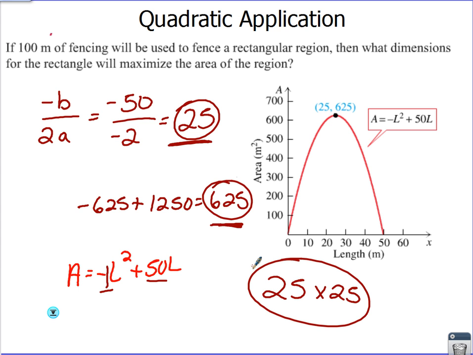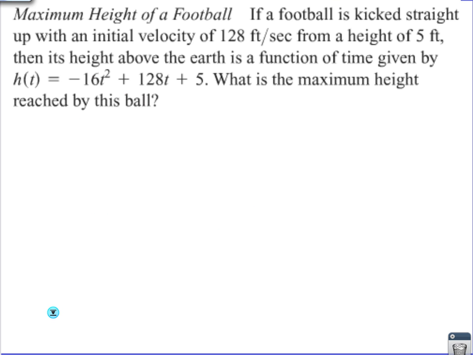Something to think about. If you want to maximize the area, and using a rectangle to do it, well, a square always maximizes the area. Yes. There we go. The maximum height of a football. The football is kicked straight up with an initial velocity of 128 feet per second. From a height of 5 feet, then its height above the earth is given by this function, h of t. The height at any time is equal to negative 16 t squared plus 128 t plus 5.